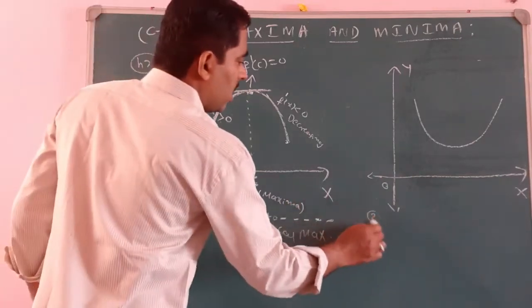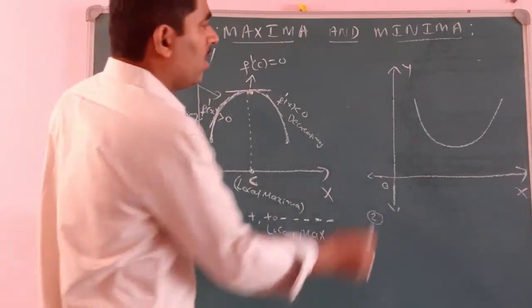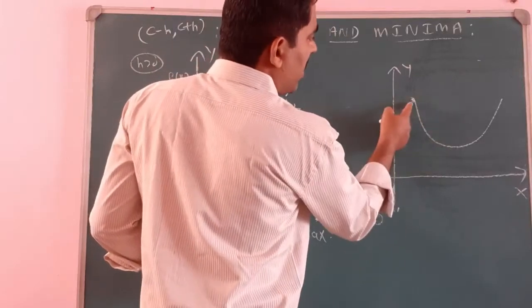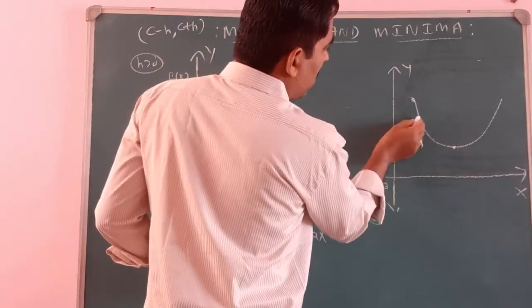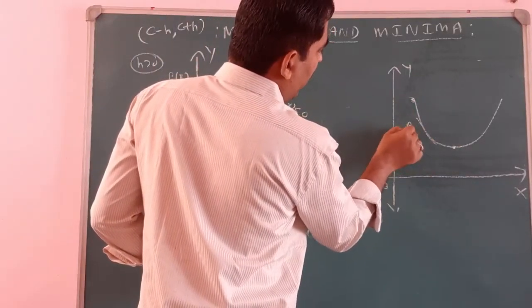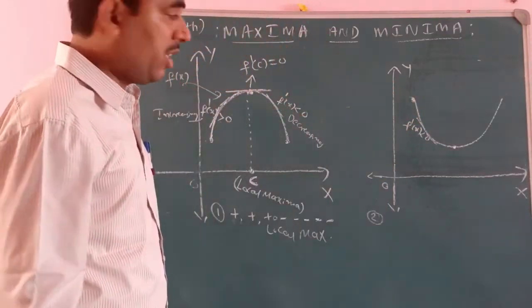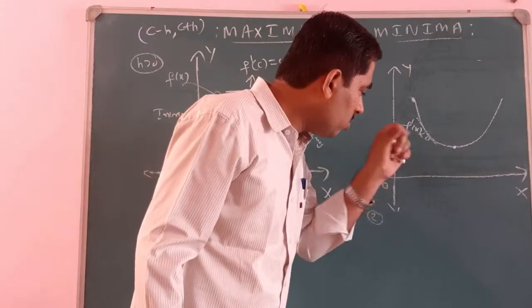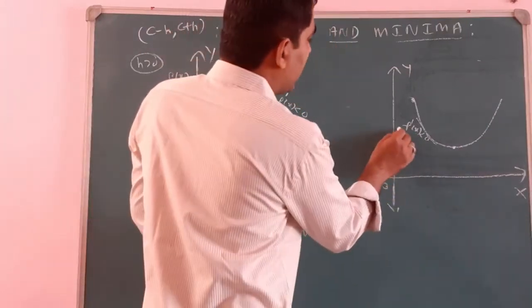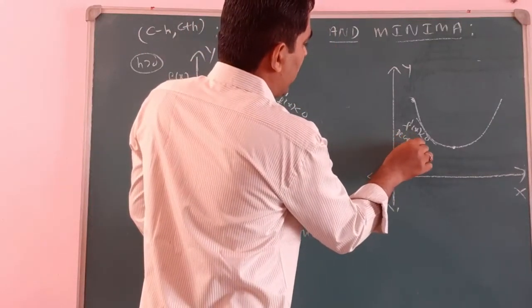Now observe the second graph. The starting point is here. At this point we draw a tangent. f dash x, the slope of the tangent to the curve, that is the derivative, is less than 0, that is, the function is decreasing.